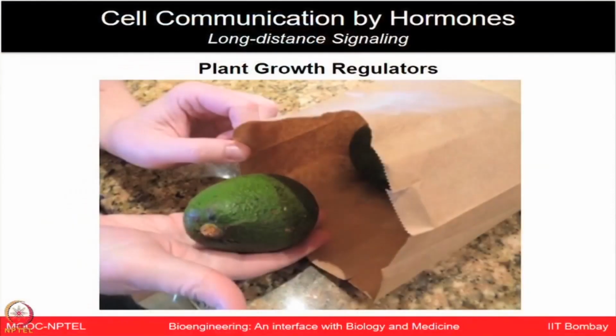For long distance signaling, then we have the plant growth regulators. These growth regulators move through the cells by the process of diffusion, and there are many examples of plant growth hormones like ethylene, which helps to promote fruit ripening. So, if you pick a green fruit and you want to speed up the ripening of them, you can add ethylene hormone that will stimulate the fruit ripening process.